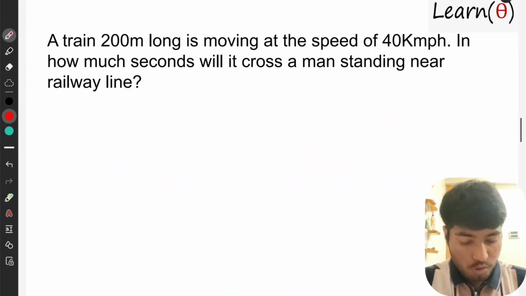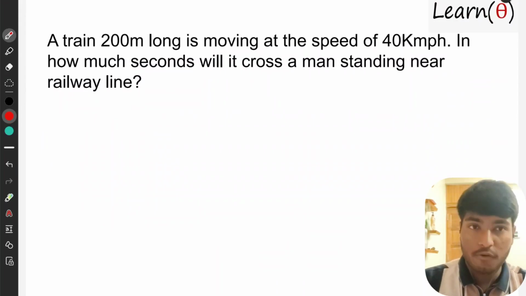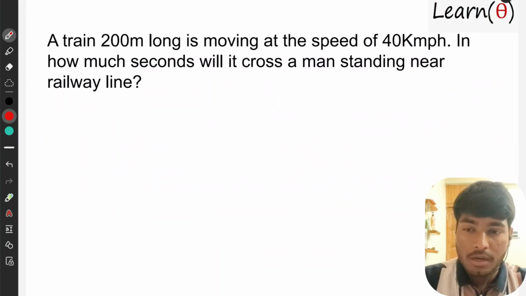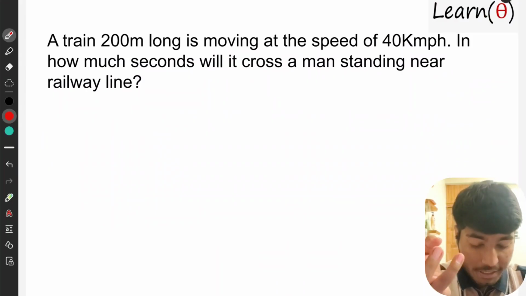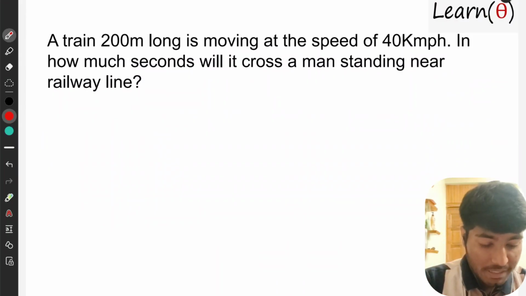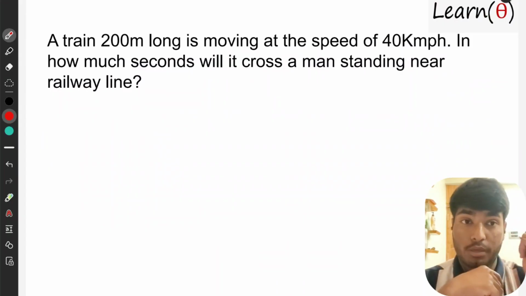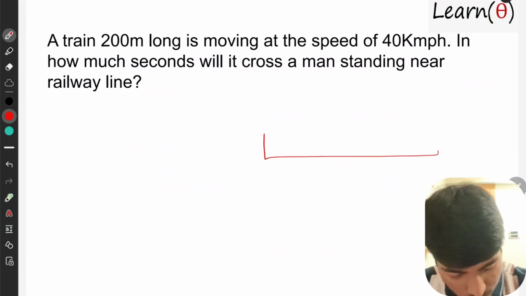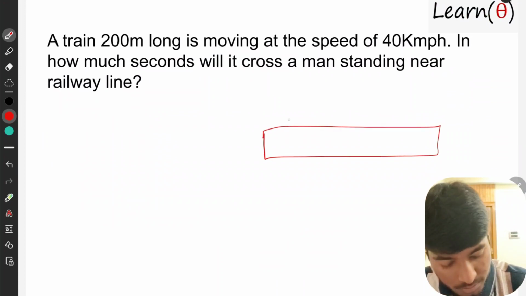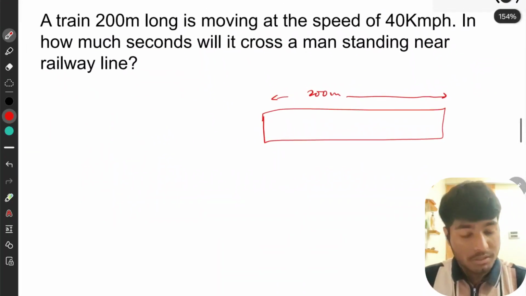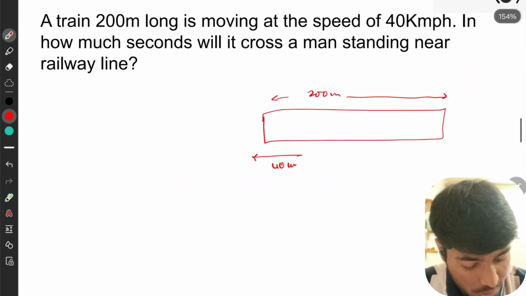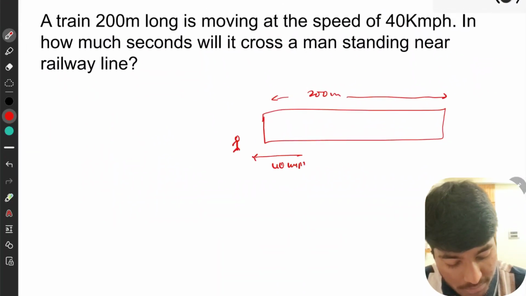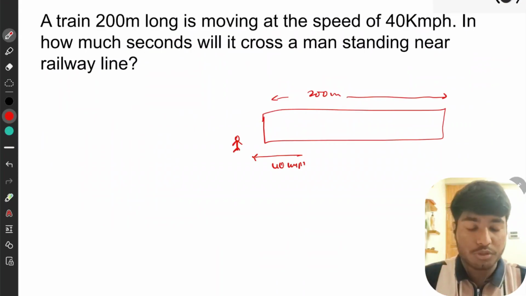A train 200 meter long is moving at a speed of 40 km per hour. In how many seconds will it cross a man standing near the railway line? Think about this. There is a train. The train is 200 meter long. The speed is 40 km per hour. Let us say a man is standing here. Think about this question wisely.